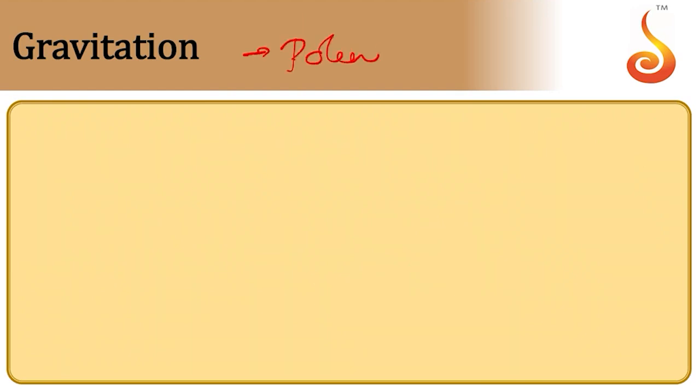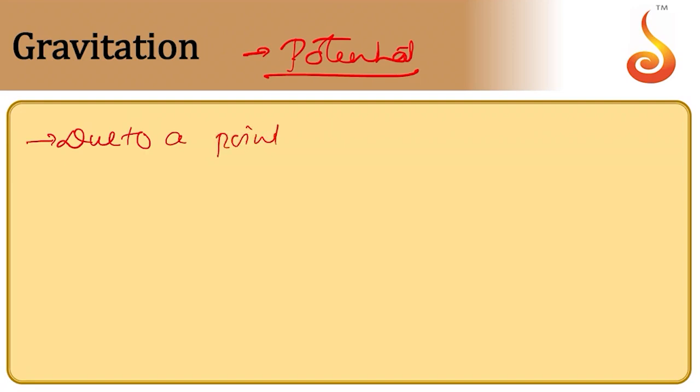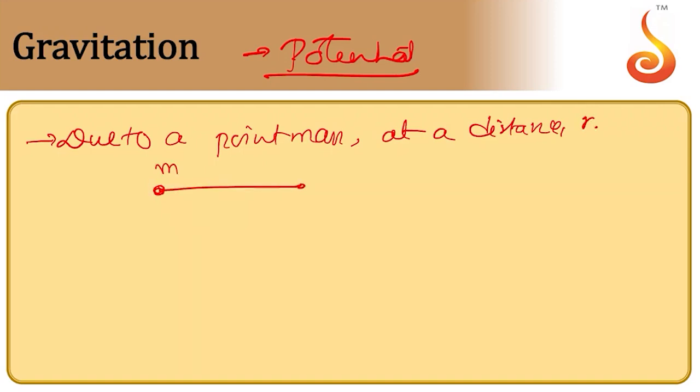Gravitational potential. Gravitational potential due to a point mass at a distance r. For example, here is a mass m and at a distance r we want to find it, then this is given by minus GM divided by r. Remember, gravitational potential is negative because the gravitational force is always an attractive force.